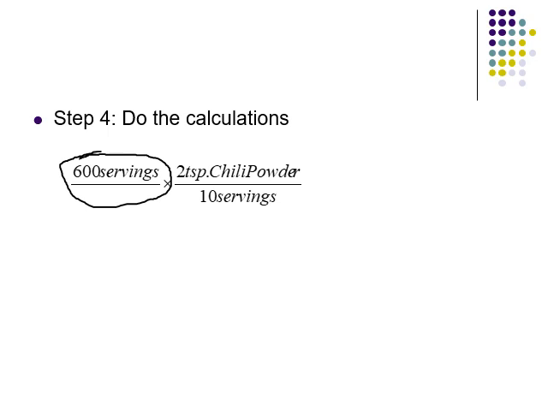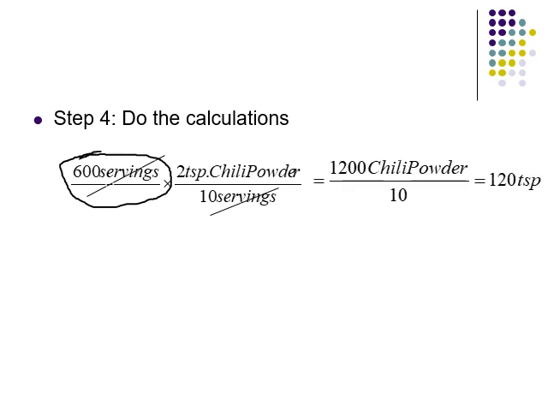I don't want the unit of servings. I want the unit of chili powder. So I'm setting up the ratio so that the units I do not want will cancel out. So we can see the servings cancel. The units we have left over are chili powder. Now to solve this, because that's what I want, teaspoons of chili powder, I multiply all my numbers across the top. 600 by 2 is 1200. I multiply all my numbers across the bottom. It's only 10. Then you divide. Divide top to bottom. 1200 divided by 10 is 120 teaspoons.